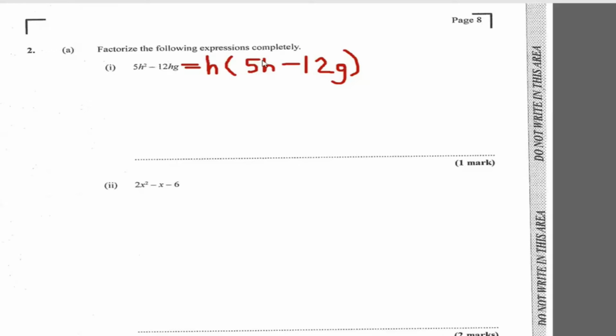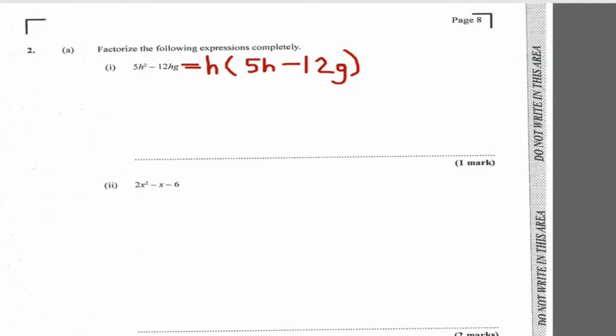Now, if you were to multiply h times all of this, you get back the original expression. And that is how you know you're right. All right, so first you have to identify the highest common factor amongst the two terms, and then you factor out that highest common factor. All right, easy question, soft.